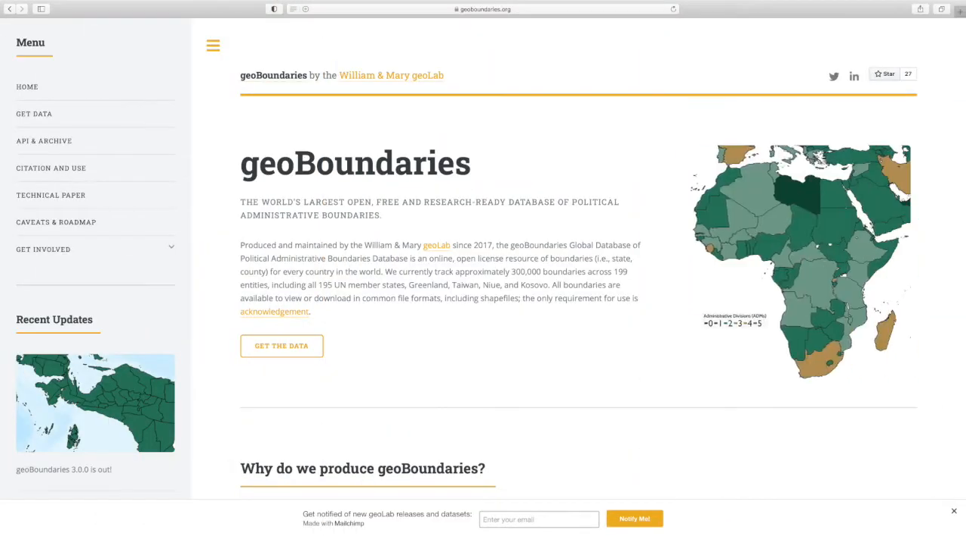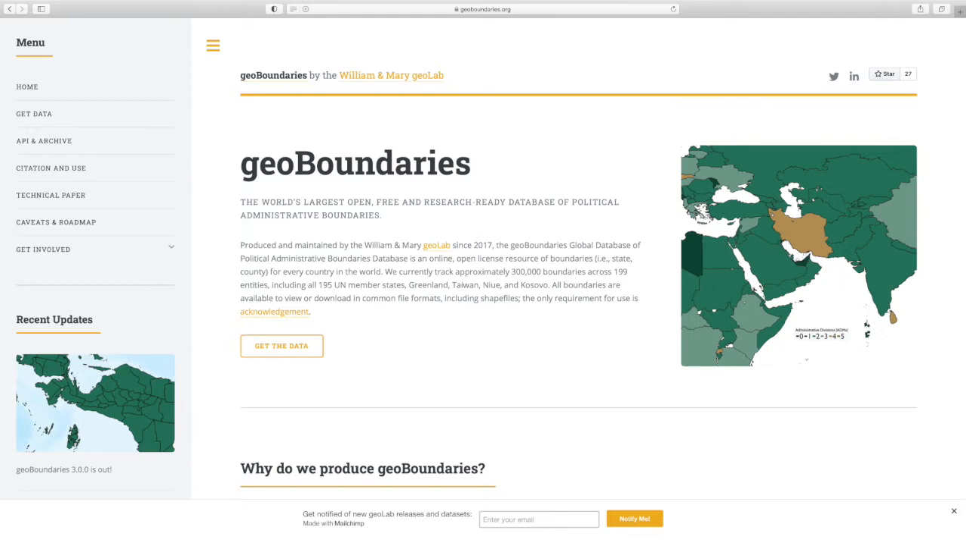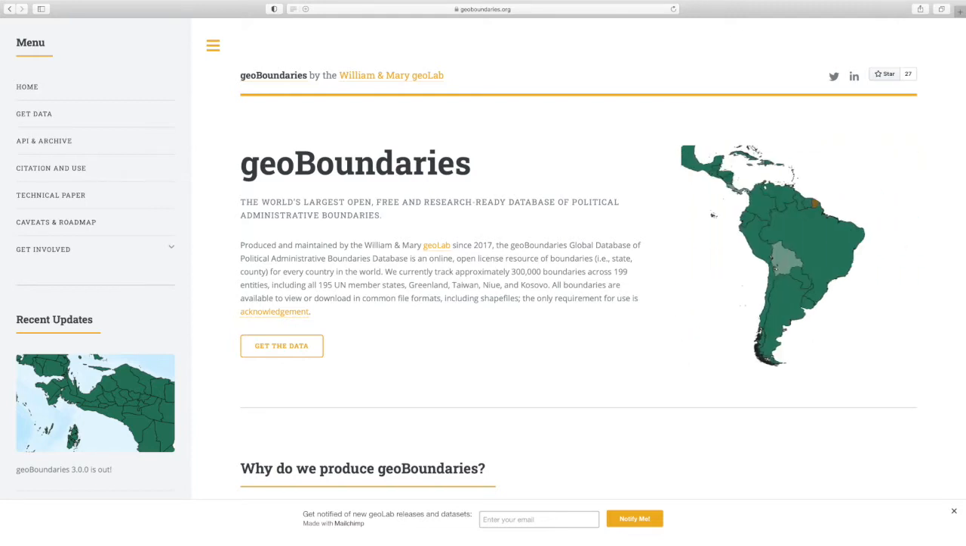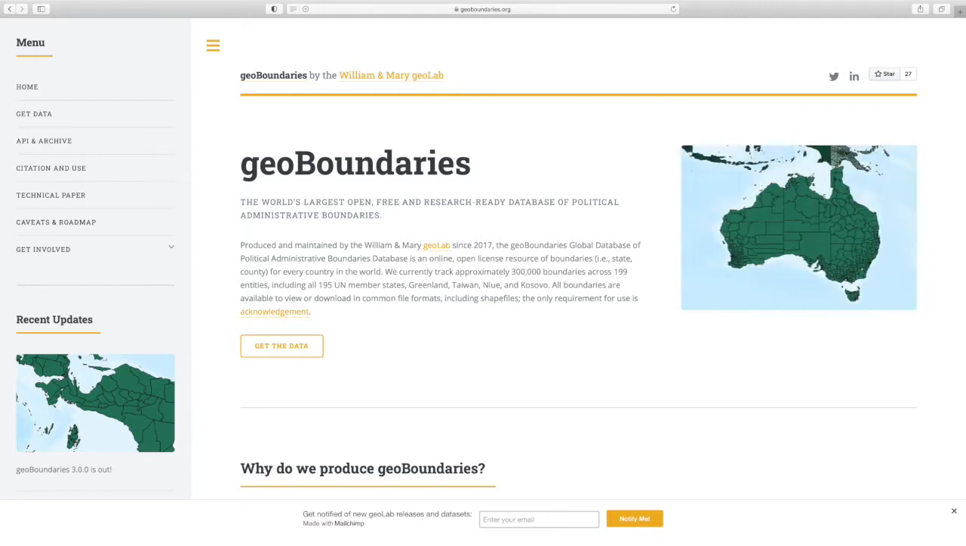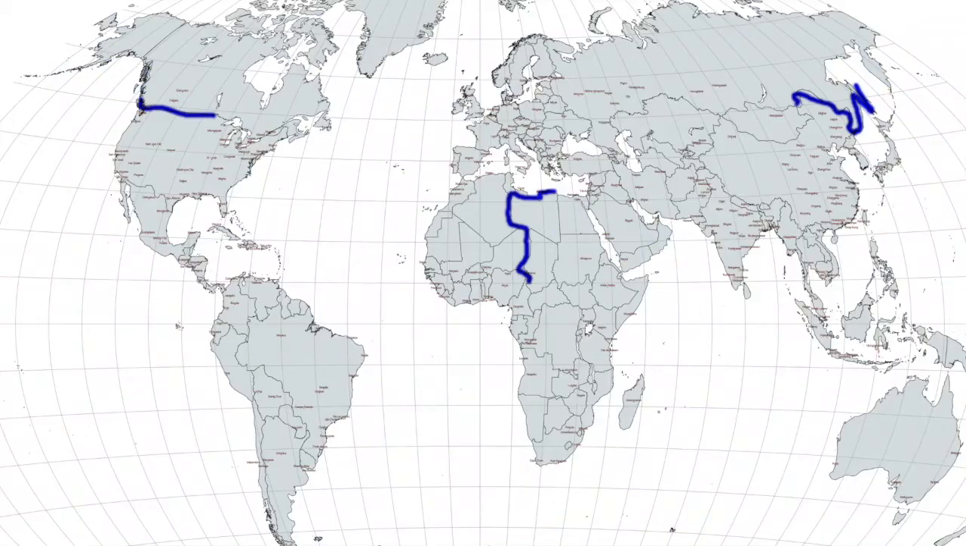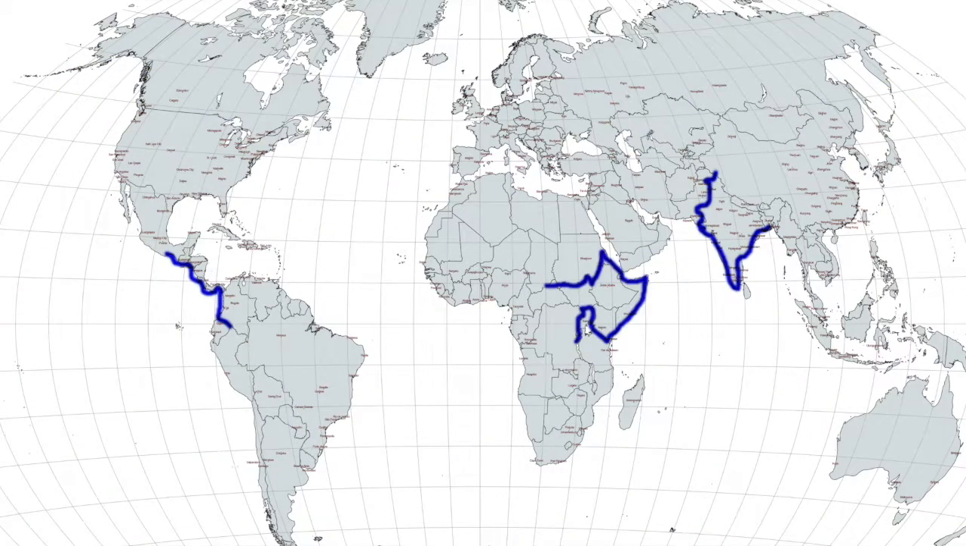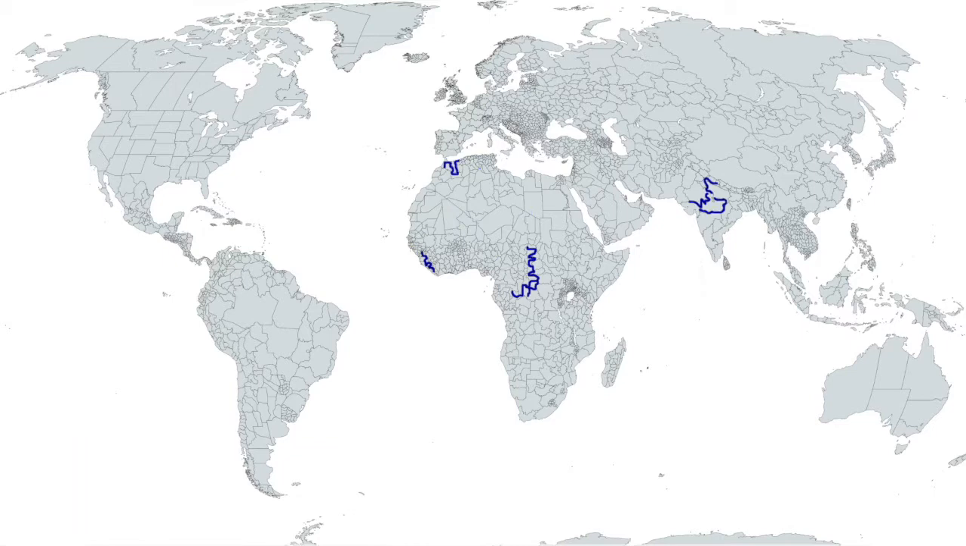Meet geoBoundaries, a student-run research organization that created the world's largest open and free database of political administrative boundaries. Our database, the geoBoundaries Global Database, is an online open license resource of boundaries at varying levels for every country in the world. So administrative boundaries are basically the borders for every political division in the world, between and in countries. And it's important to know where these boundaries are because they determine aid allocation, legal jurisdiction, and essentially anything that has a geographic component.